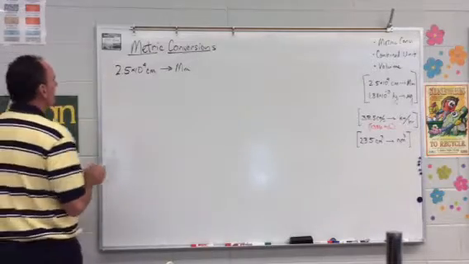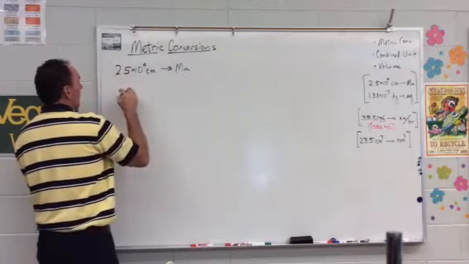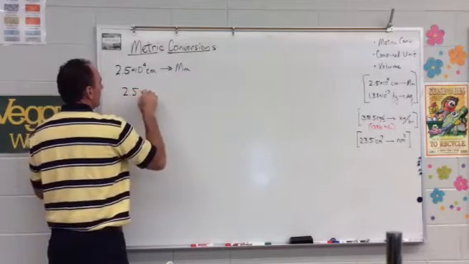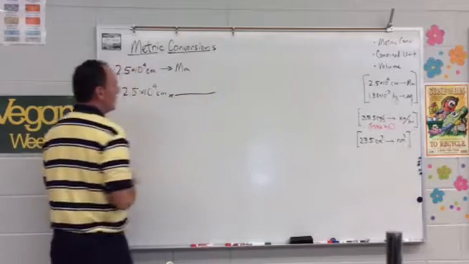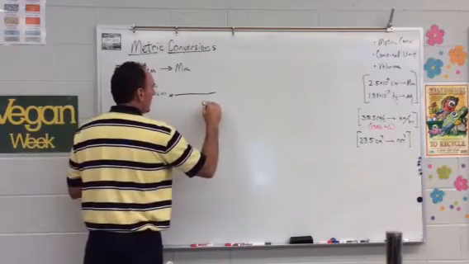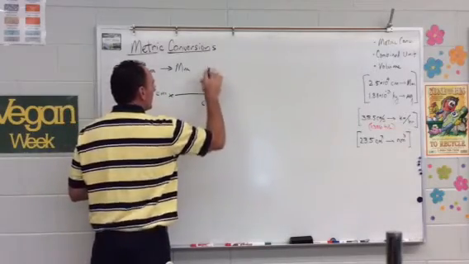For your metric conversion, start with the value given. Obviously we're given centimeters, and we want to go to megameters. So 2.5 times 10 to the fourth centimeters. We're going to multiply it by a conversion factor. We want to get rid of centimeters, so it has to go in the denominator. We want to go to the megameter, which will go in the numerator.